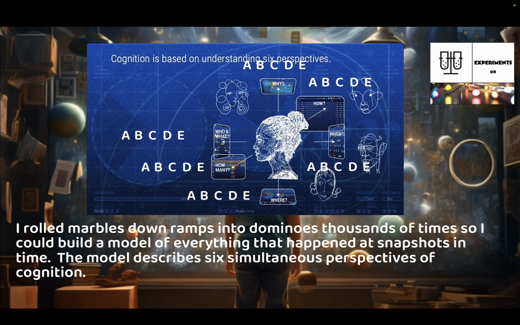And the model describes 6 simultaneous perspectives of cognition. Who or what am I looking at? How many are there? Where are they on a coordinate system? When are they on a coordinate system? How did they get there? And why are they there? And looking at these snapshots enables me to relate them to each other and understand proportional relationships and rates of change between them.